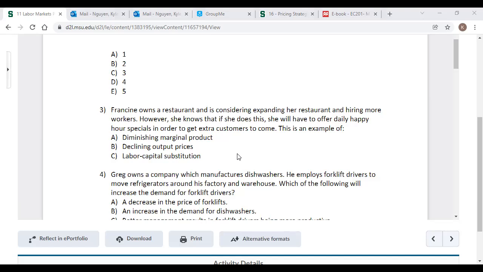And 3. Francine owns a restaurant and is considering expanding her restaurant and hiring more workers. However, she knows that if she does this, she will have to offer daily happy hour specials in order to get extra customers to come. This is an example of, let's just look through each of these terms and we'll sort of define them. Diminishing marginal product.